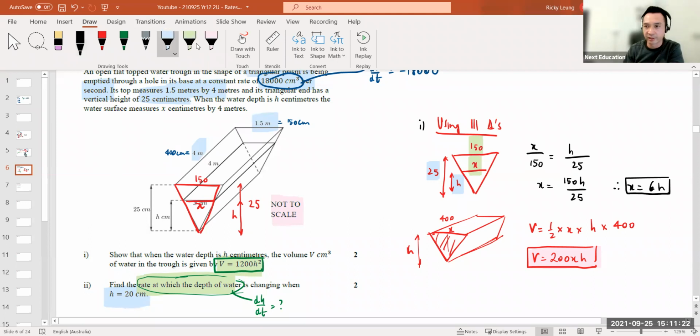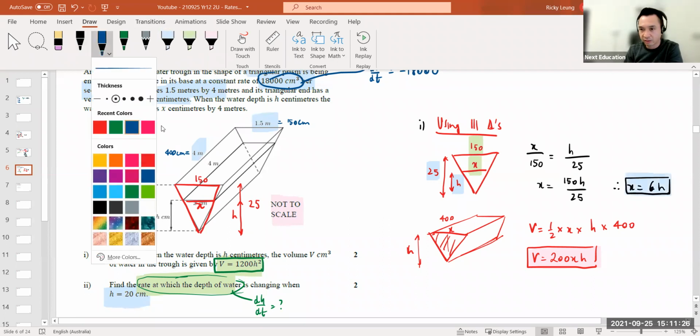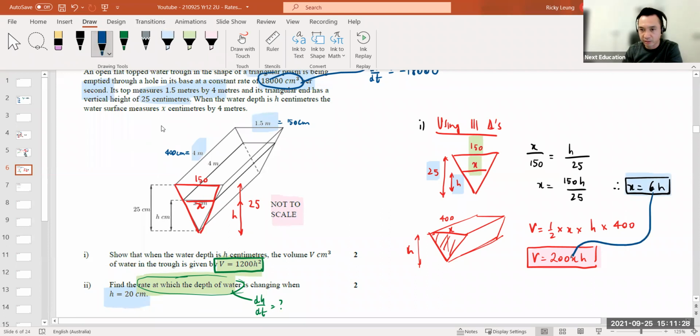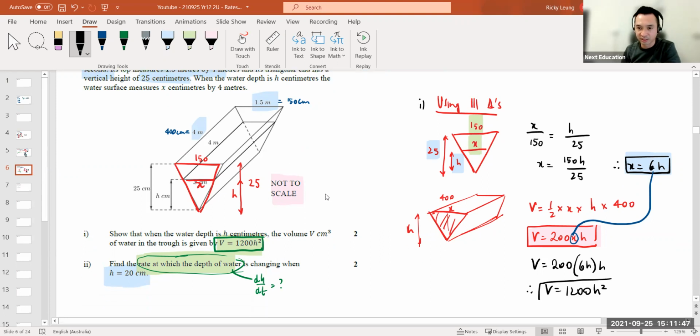Guys, copy that down. Take that, plug that into the value of x. 6 times 200 is 1200. Beauty. That times 6h times h, therefore 1200h squared. How is that? Right, classic.